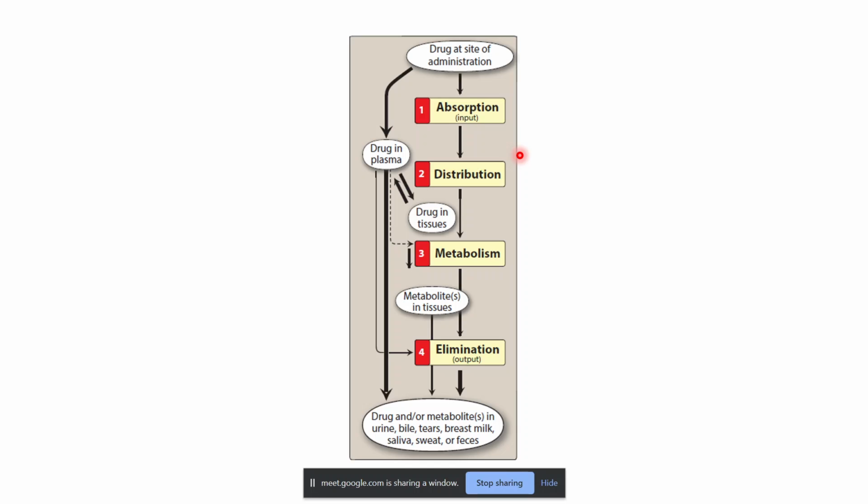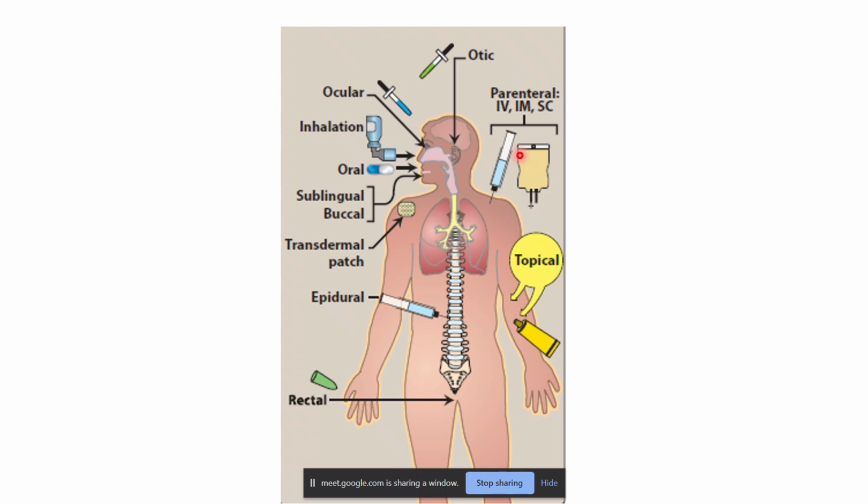So pharmacokinetics is useful for physicians because they can optimize the treatment and select the most appropriate route of administration, correct the dose, correct the frequency of administration of the drug, and also correct the duration of the treatment. And there are several ways, or routes, of administration.